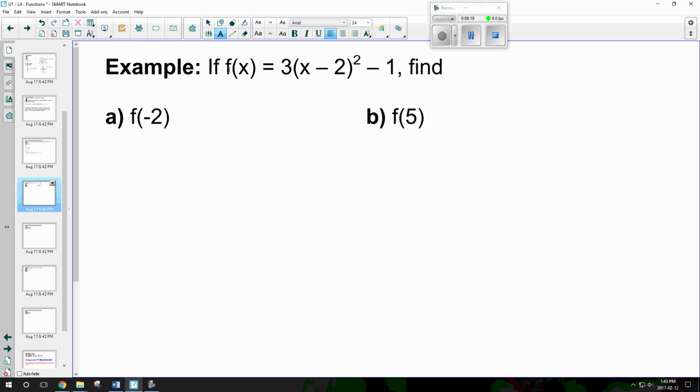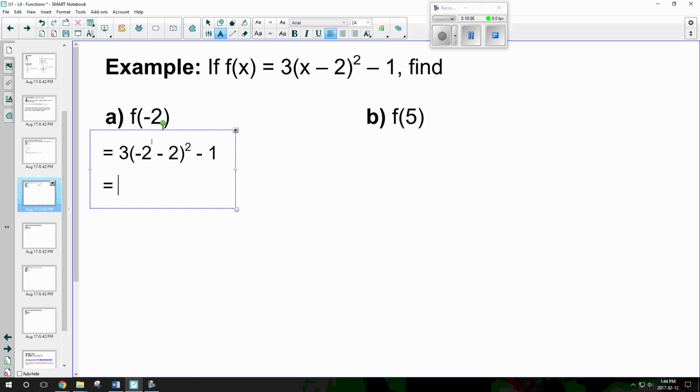So in this example, we have if f at x is equal to 3(x minus 2) squared minus 1, we're asked to find two different values of f. So let's start off with f at negative 2. So in our function, wherever there's an x, we're plugging in a negative 2. So we have 3(negative 2 minus 2), and that is squared. And then we have the minus 1.